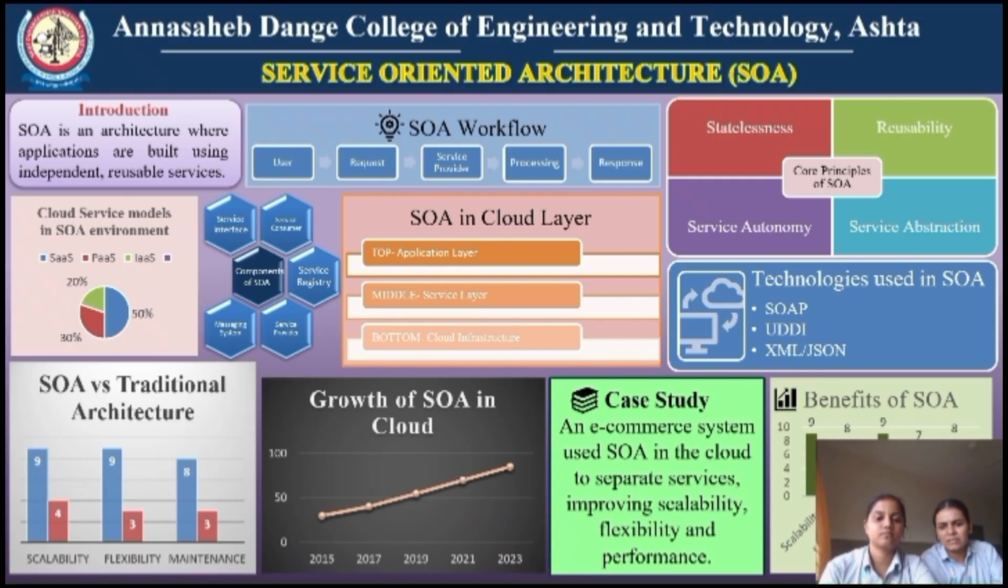Interoperability enables communication across different platforms and technologies. Statelessness ensures services do not store session data, improving scalability. These principles collectively ensure that systems are flexible, scalable, and easy to maintain. So what are the core concepts of SOA architecture and how do they interact?